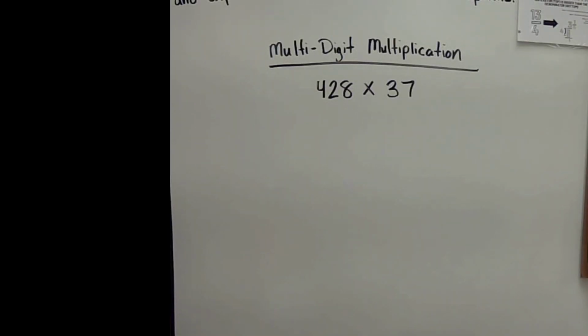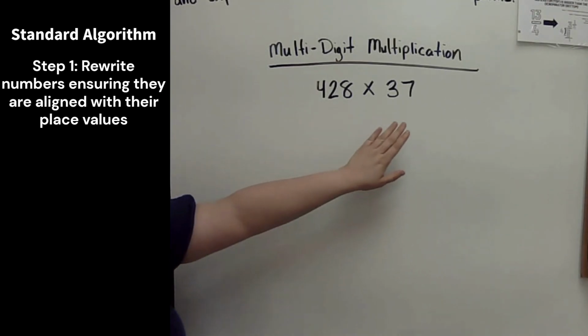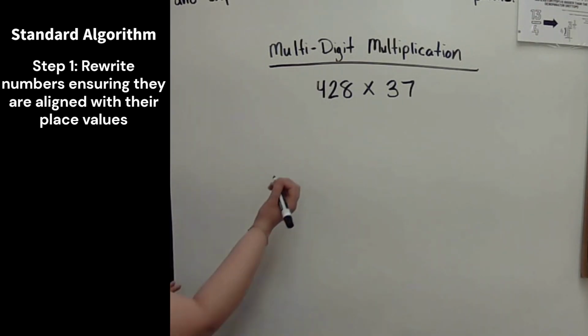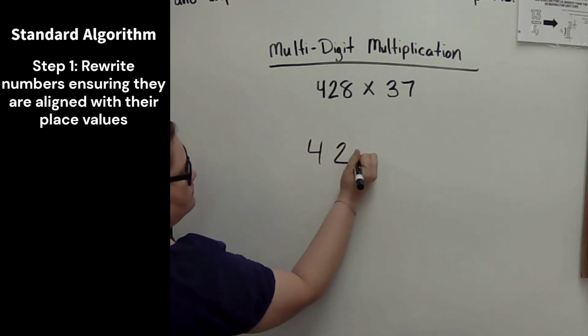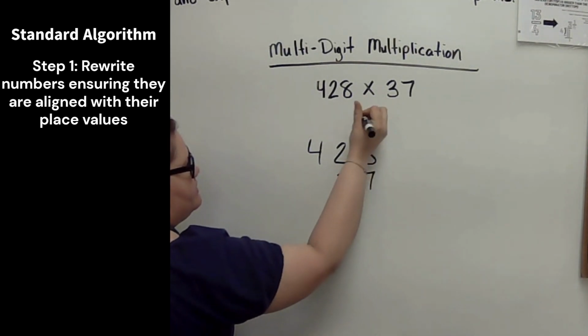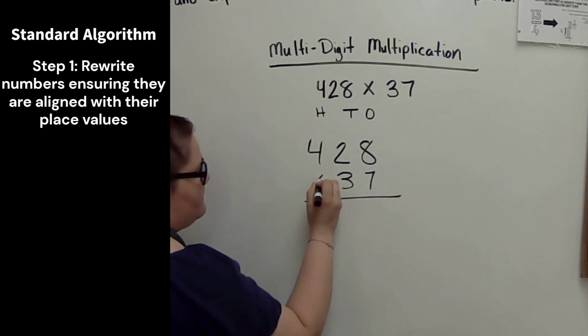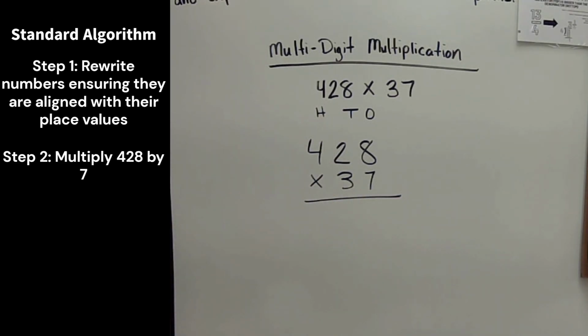First, we're going to focus on using the standard algorithm for multiplying multi-digit numbers. So, step one, you want to line up both of your numbers so that they match their place value. So ones, tens, hundreds. Step number two, we're going to multiply 428 by the 7.